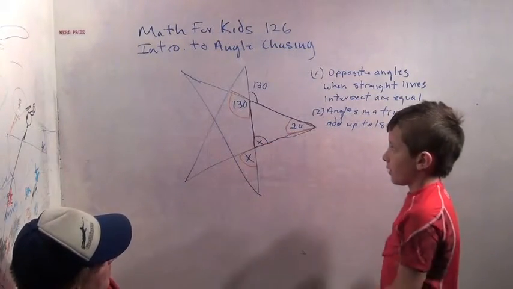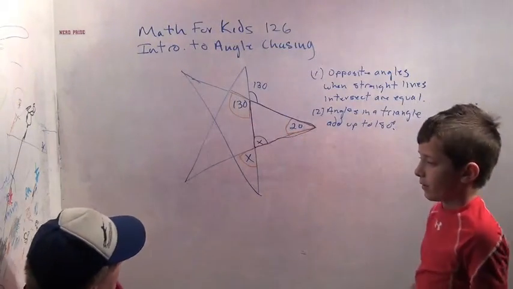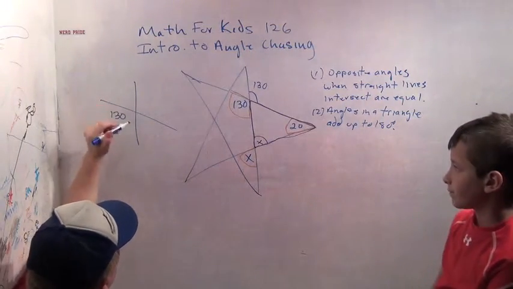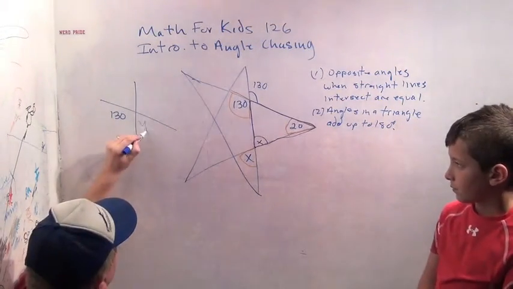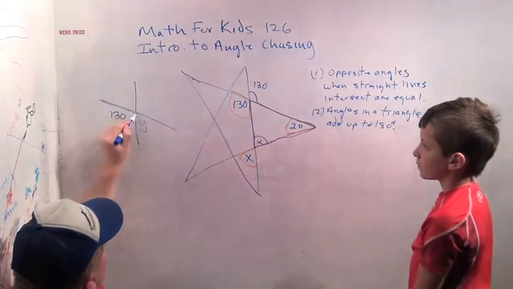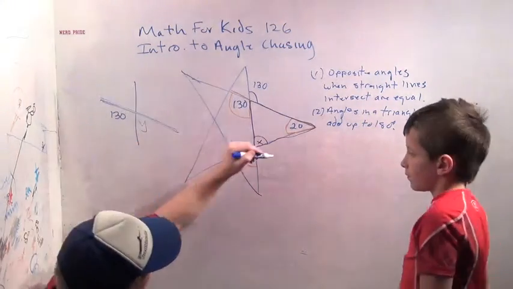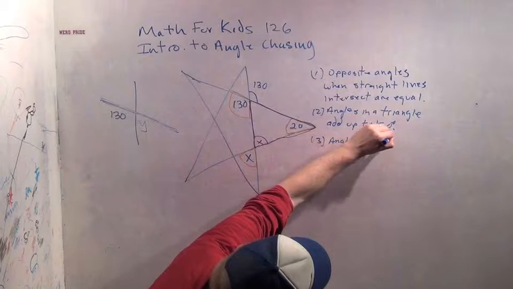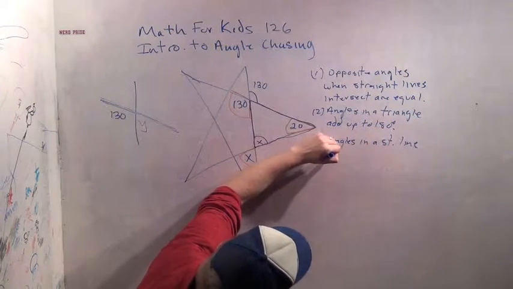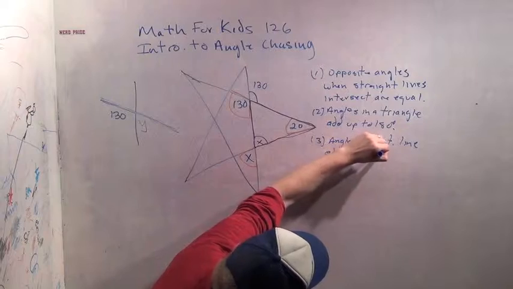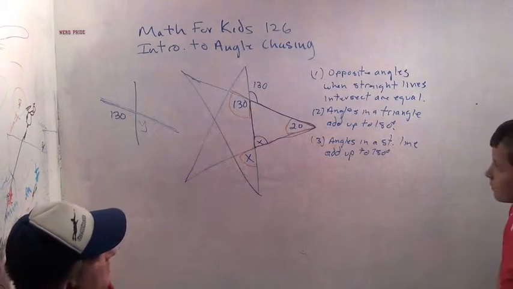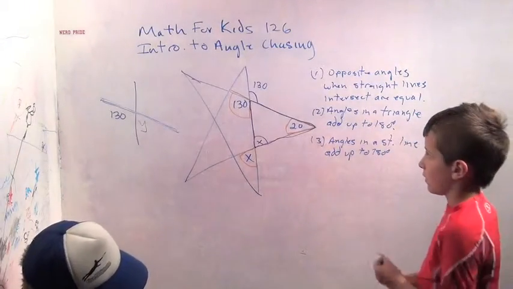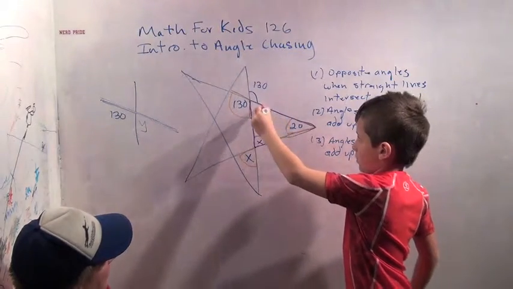Angles in a straight line add up to 180 because this is on a straight line with this 130. Okay, so what we have here is two intersecting lines like this, and this is 130. This angle we don't know. I'll call it y because we've already used x. But this is a straight line. So our rule is angles in a straight line add up to 180 degrees. So what does that mean this angle is? That means that angle is 50. Okay, write that in, 50. Because 130 plus 50 equals 180.